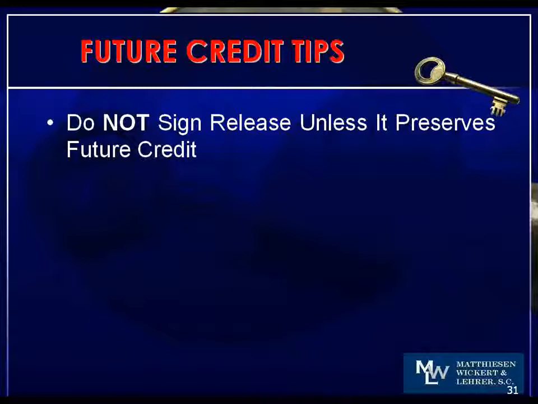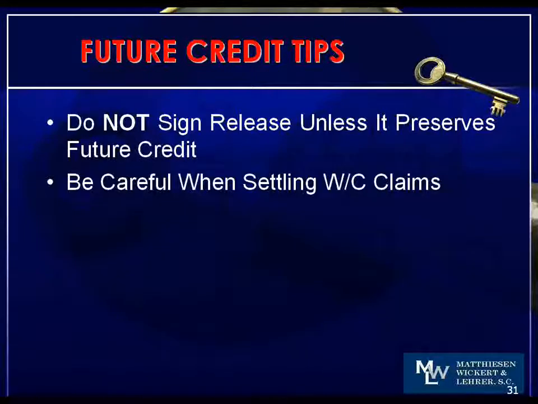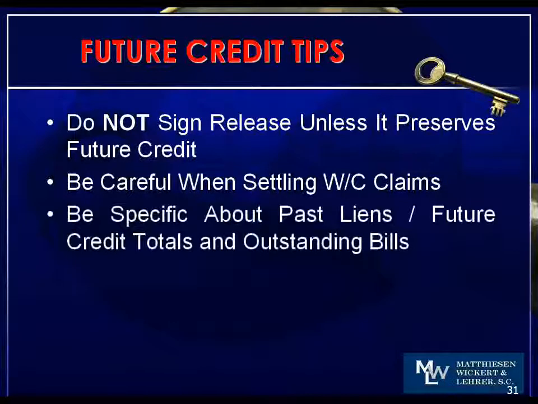Do not sign a release unless it preserves your right to a future credit, your right to reimbursement. Be careful when settling work comp claims. You want to be specific about past liens, future credits, totals, and outstanding bills. What I mean by this is, let's say you're in mediation and you have a $50,000 lien, and the case settles for $250,000, and out of your $50,000 lien, you recover $35,000 for some reason. It should be $50,000, but let's say you receive $35,000.